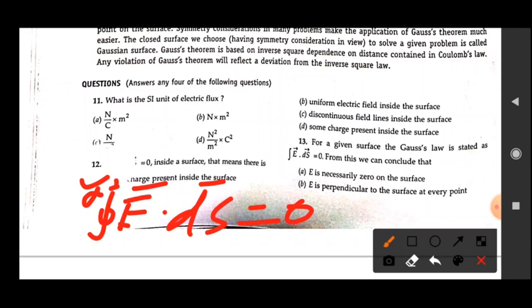Second option you can see from here, that is uniform electric field inside the surface. Third is discontinuous field lines inside the surface, and fourth is some charge present inside the surface. So first let's see what it is representing.